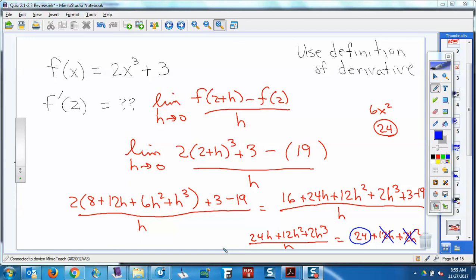So then you get this, that last thing I have at the bottom, and then I didn't show it, but I took out an h, canceled the h's, and then that just left me with this 24. And then of course, don't forget, h is approaching 0, so at the end you let h equal 0, and then boom, you're left with 24, which we knew should be the answer on that.